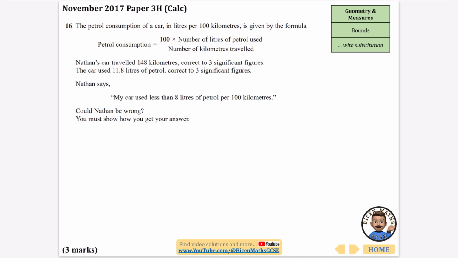The car used 11.8 litres of petrol, correct to 3 significant figures. And Nathan says, my car used less than 8 litres of petrol per 100 kilometres. Could Nathan be wrong? You must show how you get your answer. Well, Nathan could be wrong if our upper bound is more than 8.